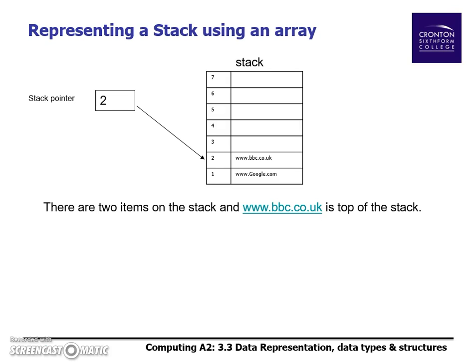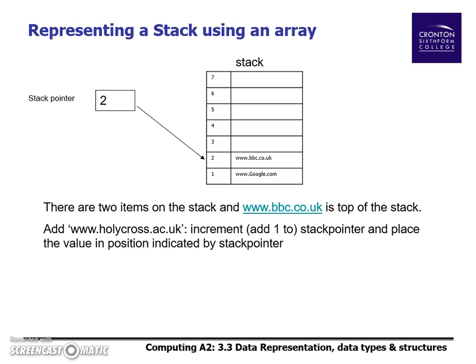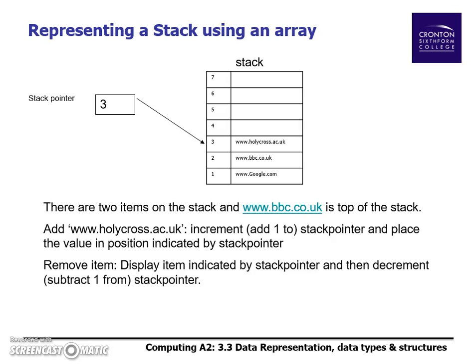So there's 2 items on the stack, and bbc.co.uk is at the top of the stack. If we were to add Holy Cross, which is another college, we would add 1 to the stack pointer and place the value in the position indicated by the stack pointer. So we've incremented by 1. So the next item in the stack is holycross.ac.uk.